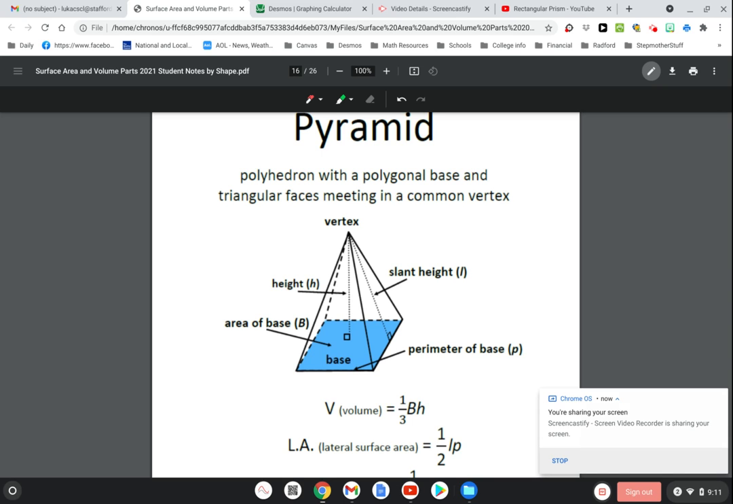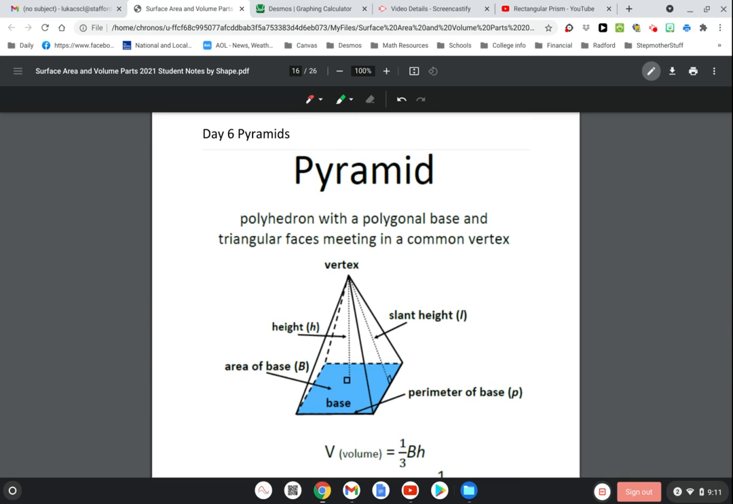Welcome back. Here we are talking about the pyramid on day 6. The pyramid has sides that lay at an angle, at a slant, and meet at a vertex at the top. And they have a base that's either a square or a rectangle.